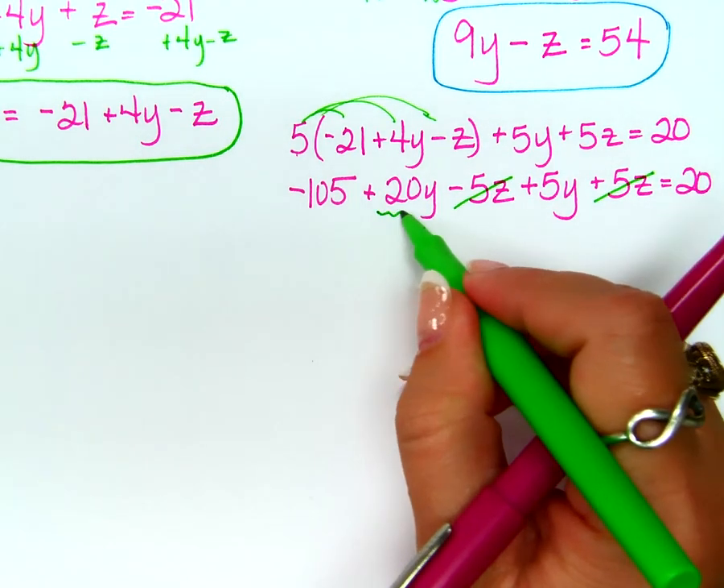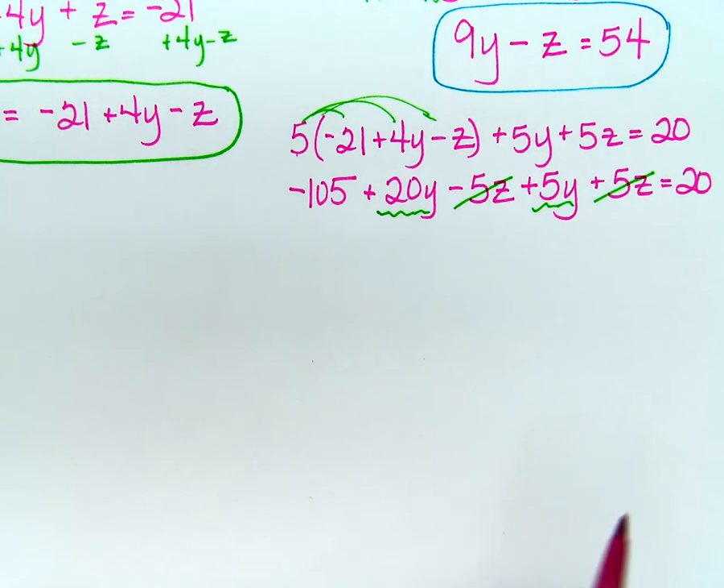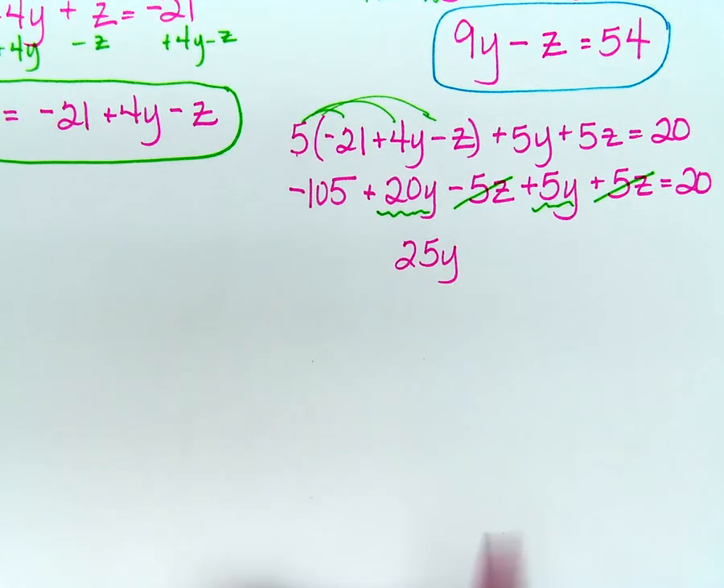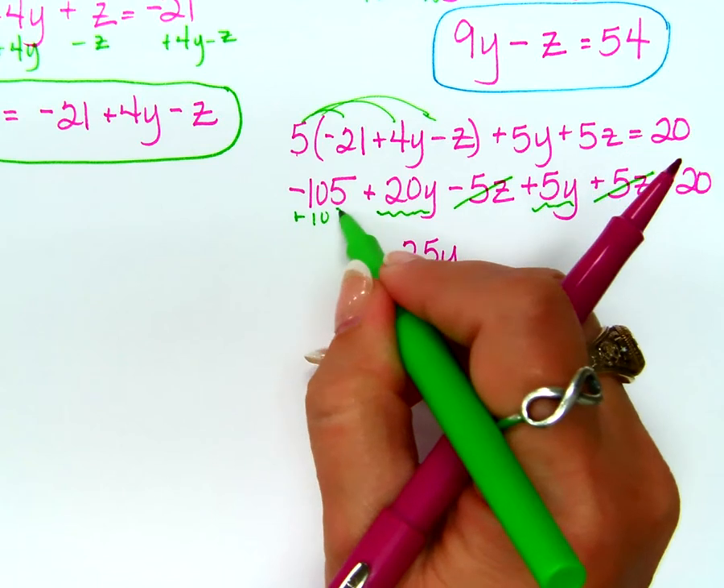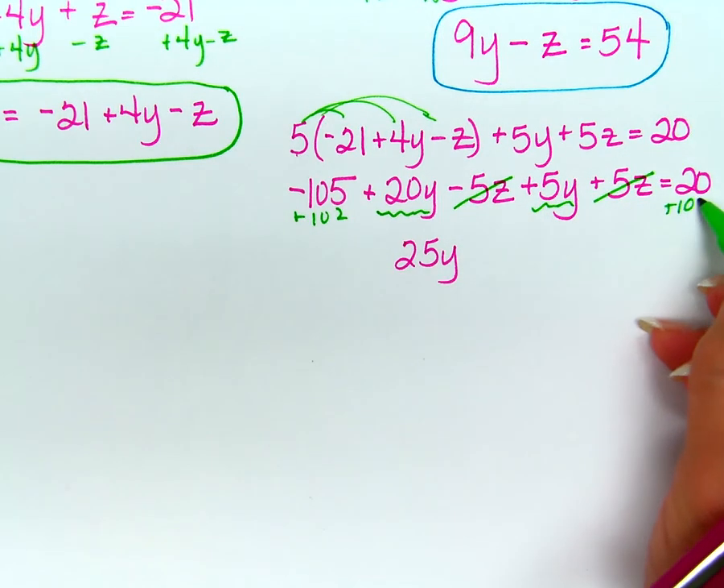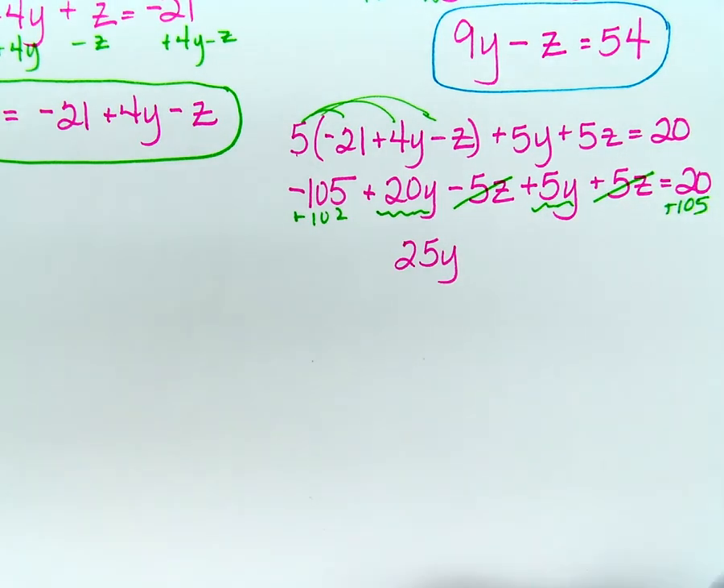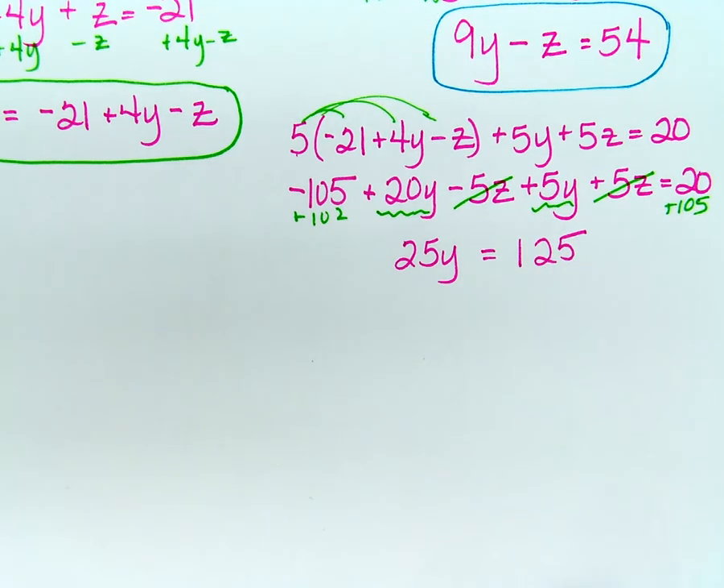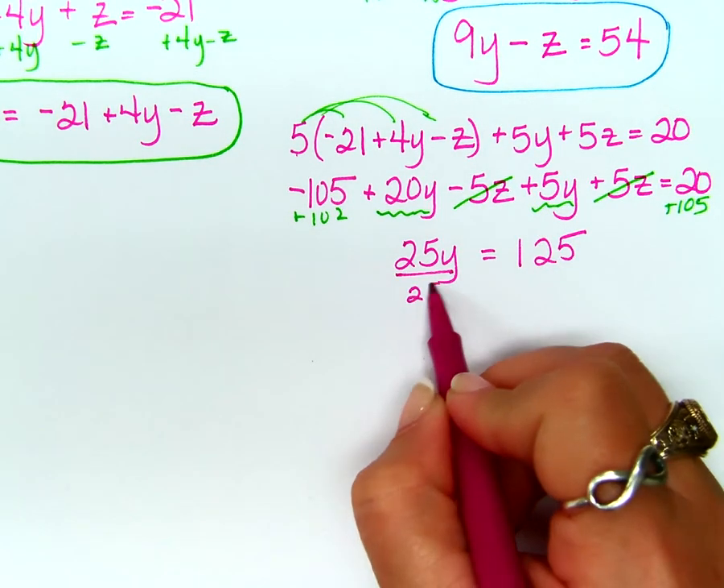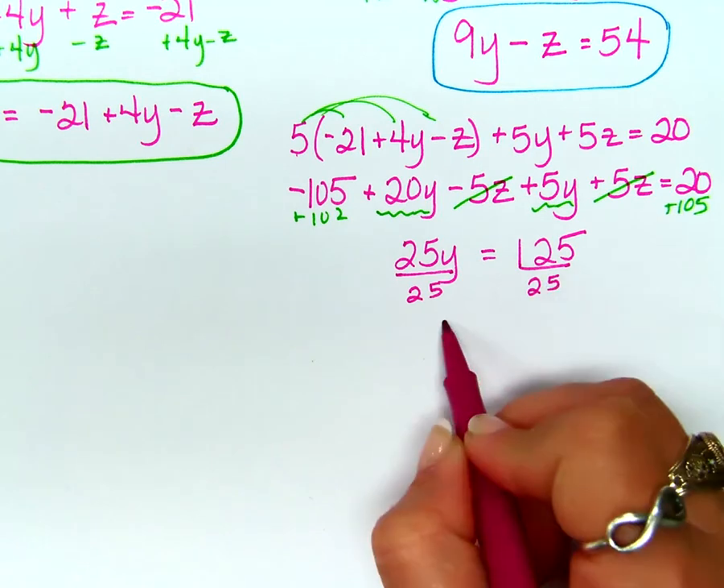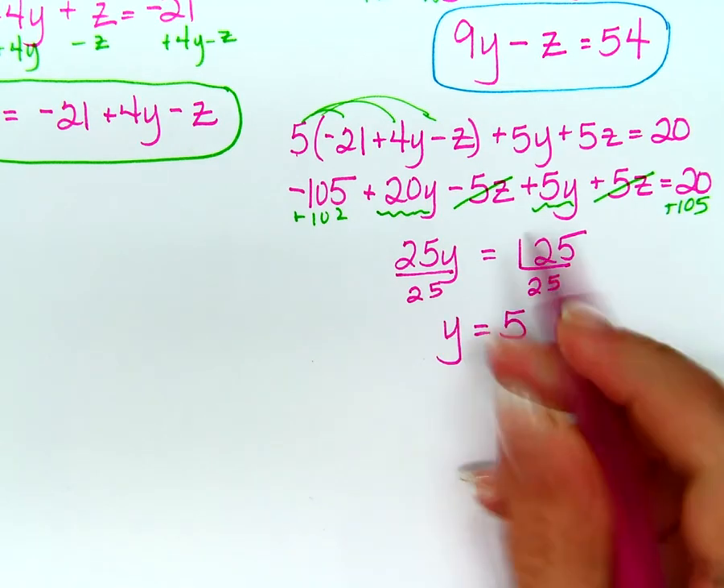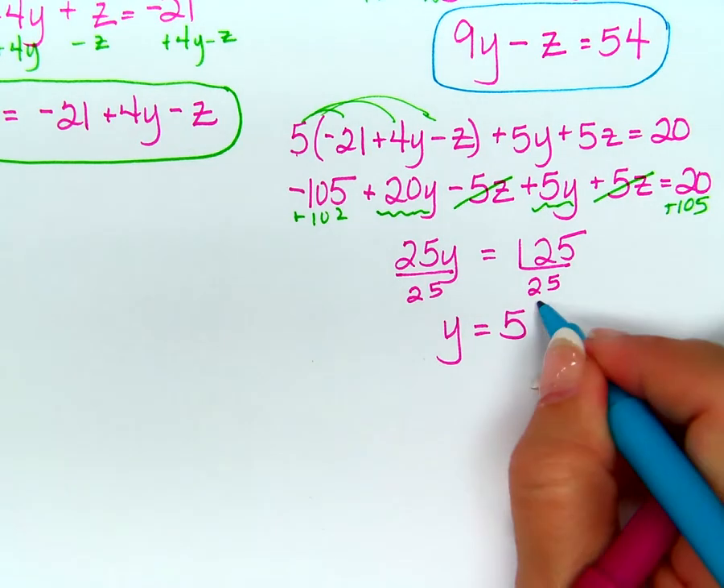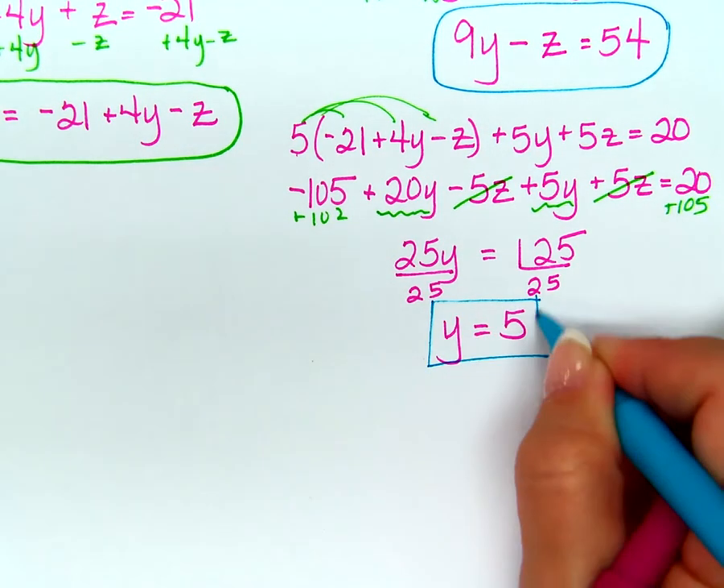So then I have the 20 and the 5, so that gives me 25y. And if I add 105 to both sides, that takes care of everything from that side that I was trying to simplify, and I get 125. If I divide both sides by 25, I get y equals 5. That gives me right there one of my answers that I need.